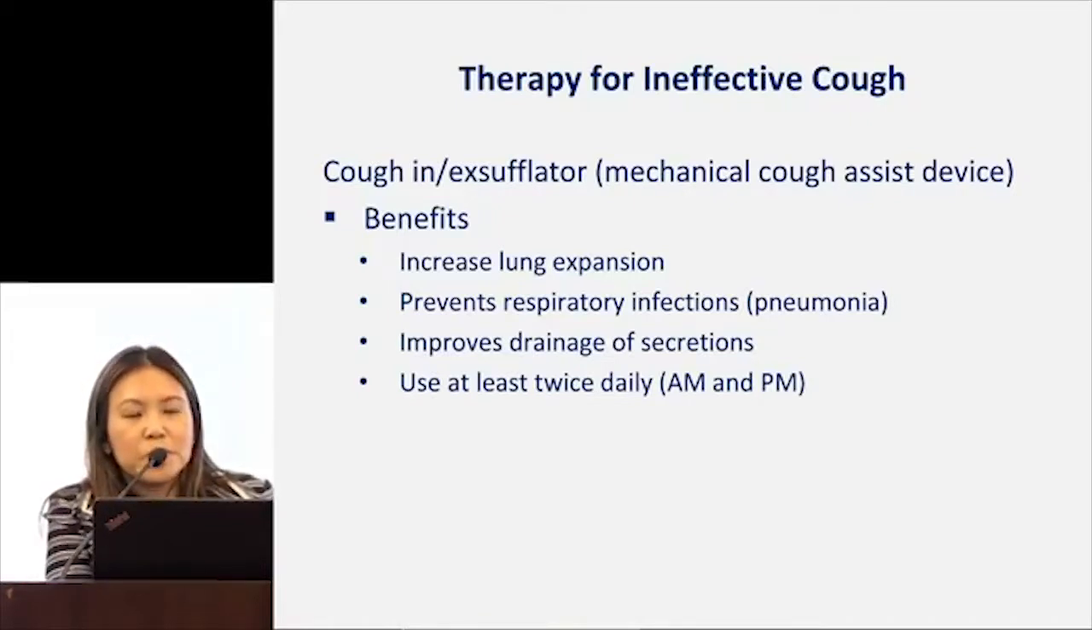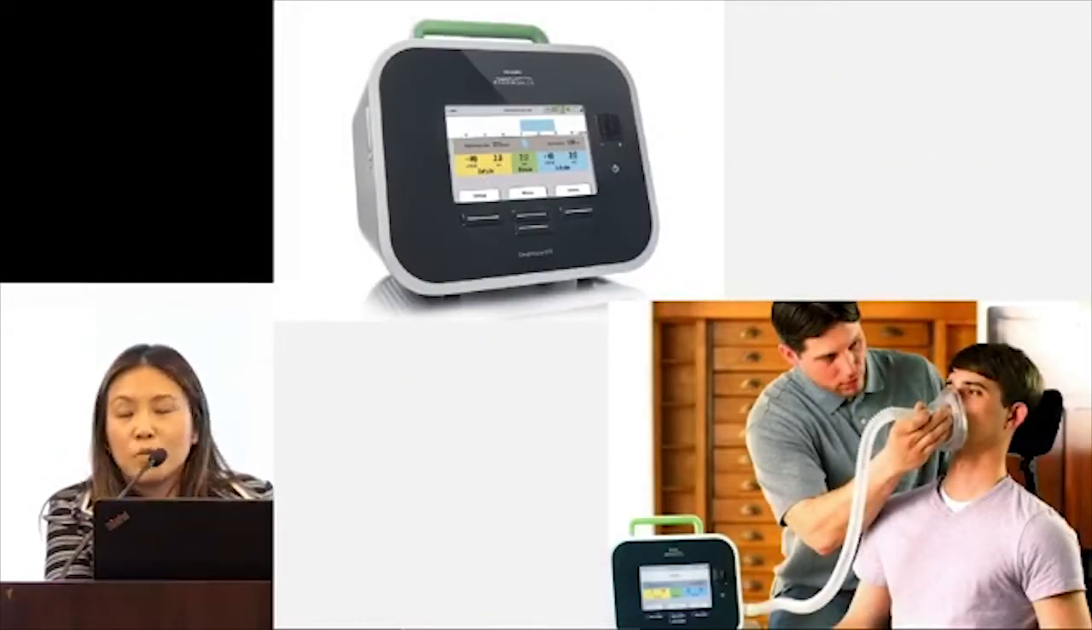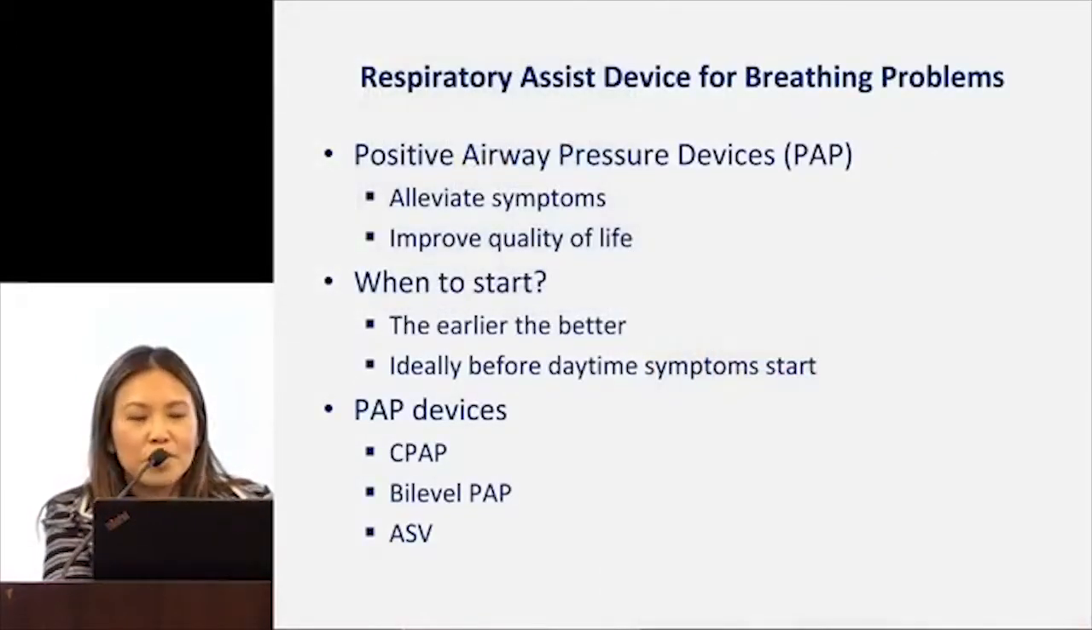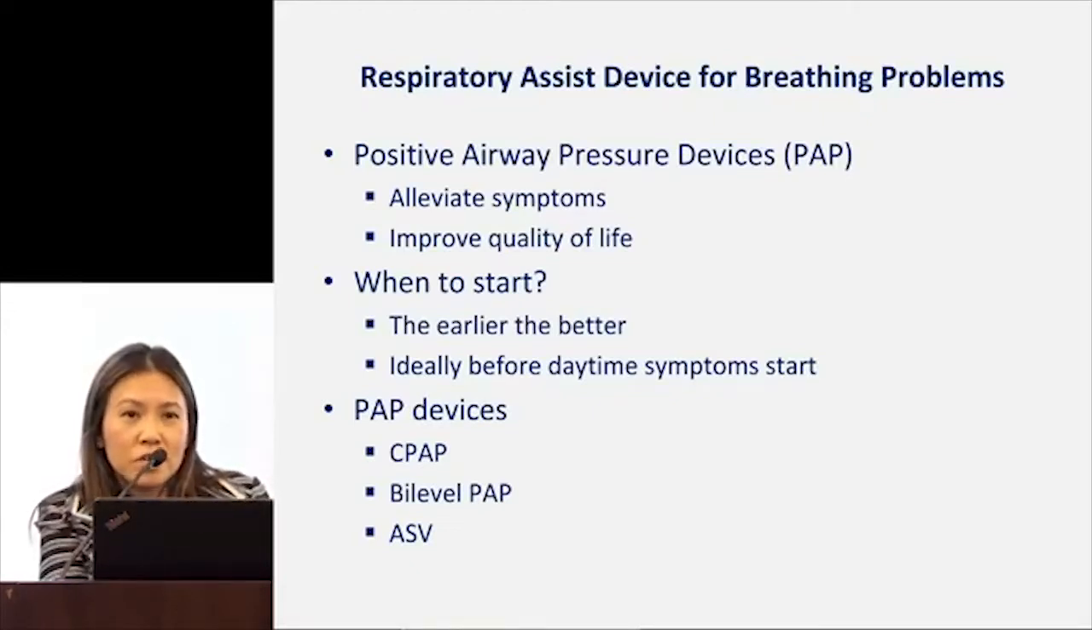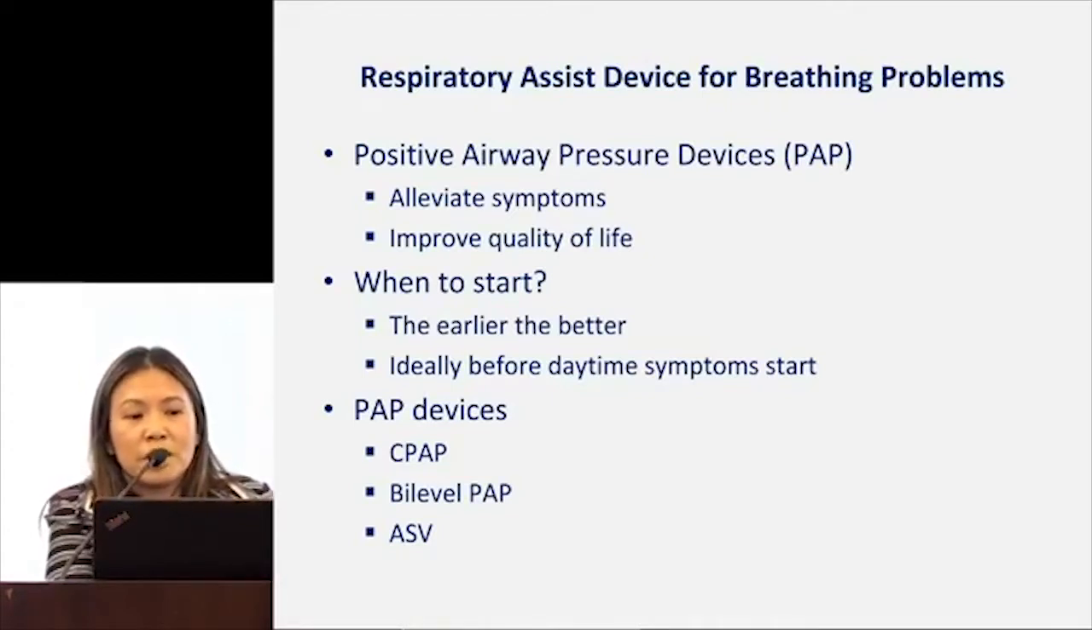So let's talk about the respiratory assist devices for breathing problems. These are really positive airway pressure devices, or PAP. I don't call it CPAP. They alleviate symptoms. They definitely help with sleep symptoms. You get better sleep. You have improved daytime symptoms, energy level, and so forth. So they do improve quality of life. I don't think that they will delay disease progression directly. It might delay disease progression by improving other parameters of MSA.